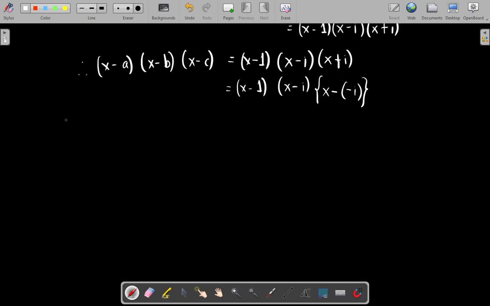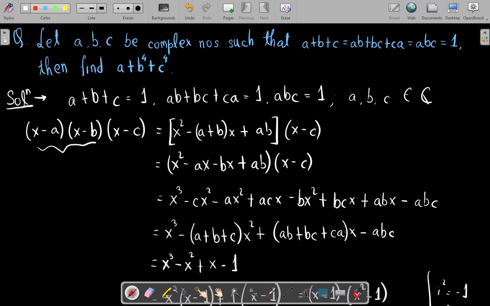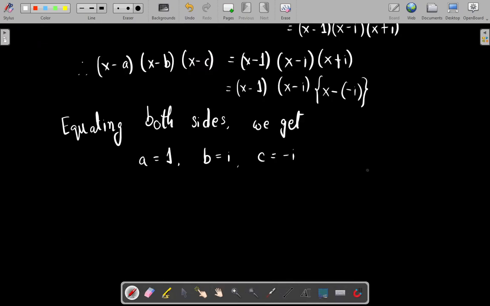So on equating both sides, we get a is 1, b is plus i, and we get c is negative i. Okay. And we are given that these are all complex numbers. So b and c is right. It's all right. This is purely imaginary. And a equal to 1 can be further written as 1 plus i times 0, right? Any real number can be expressed in this form. Okay. So all of these satisfy the condition of being complex.